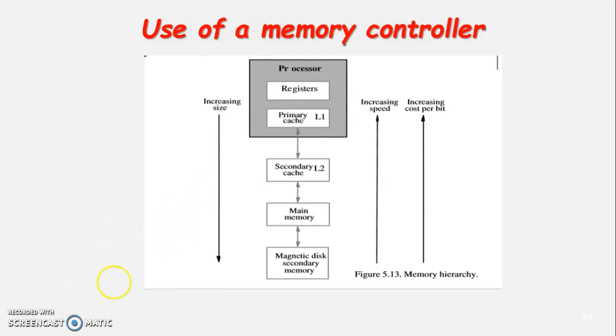The next level of the hierarchy is the main memory. This large memory is implemented using DRAM, dynamic memory components. It is much larger but significantly slower than the cache memory.